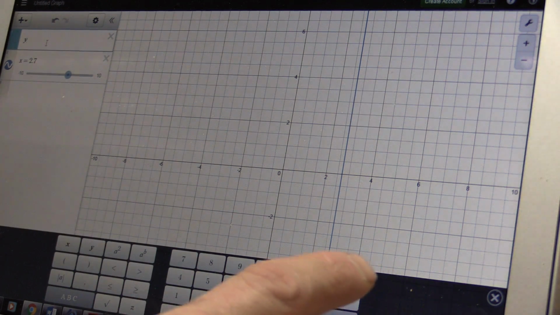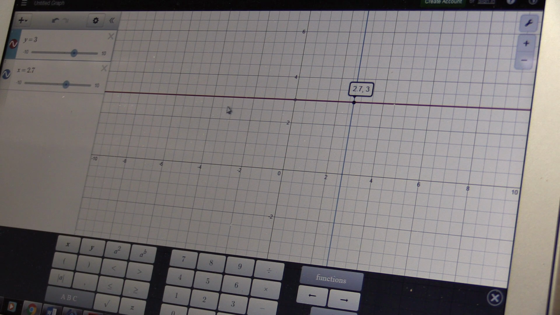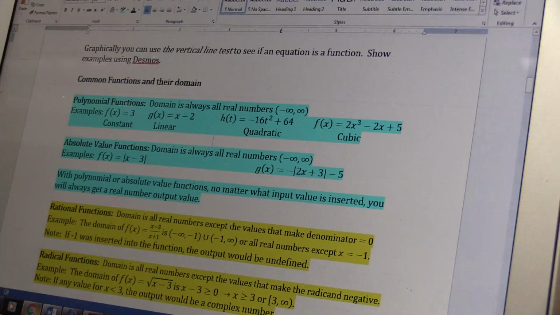So y equals 3. There's that graph. It's going to go on forever, so you can plug in any value, an infinite number of solutions. Our domain is just going to be all real numbers. Now how about an example like a linear equation, x minus 2? It's just going to give it a slant or a slope, but you're still going to have all real numbers that you could plug in.